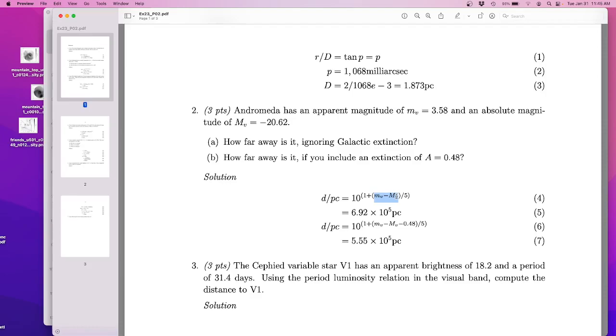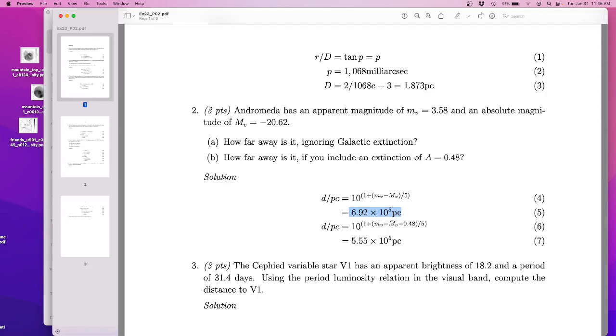So a couple of you used natural log and were off by a factor of 10 in a couple of places. But it's okay. Anyway, 10 versus E makes a big difference in this. So without extinction, you get a distance of 600,000 parsecs.